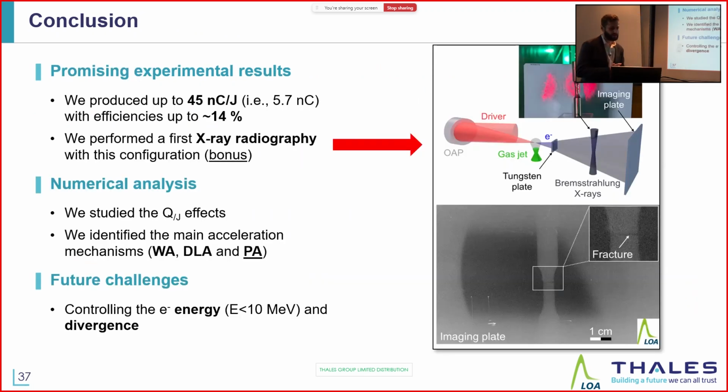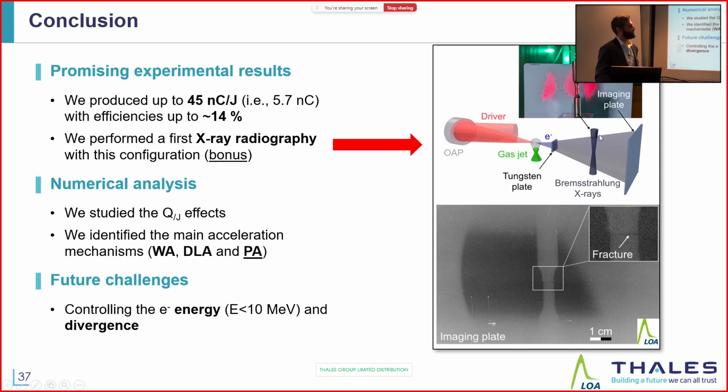This brings me to the conclusion of this presentation. So I would like to summarize quickly the findings, the results I presented. Experimentally, we are very happy. We got the charge per joule we were looking for, actually probably more. I think this also makes a nice conclusion.